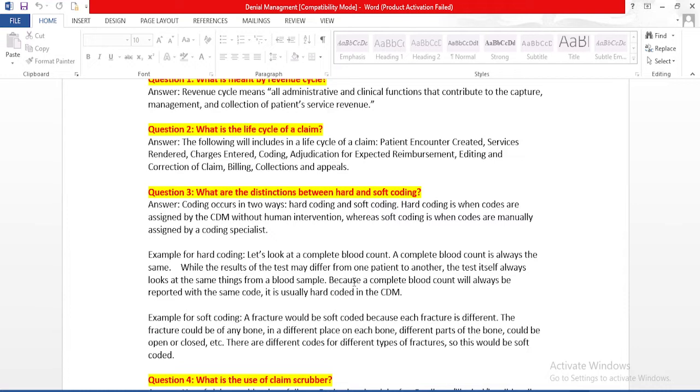Whenever a patient comes, a patient encounter will be created and then services will be rendered. After the services, charges will be entered, and then we will do the coding and adjudication for expected reimbursement, and editing and correction of claim. If you have any claim corrections, we need to do them before the billing, and after the billing, we need to collect the revenue from the payers. And if you have any denials, we need to appeal.